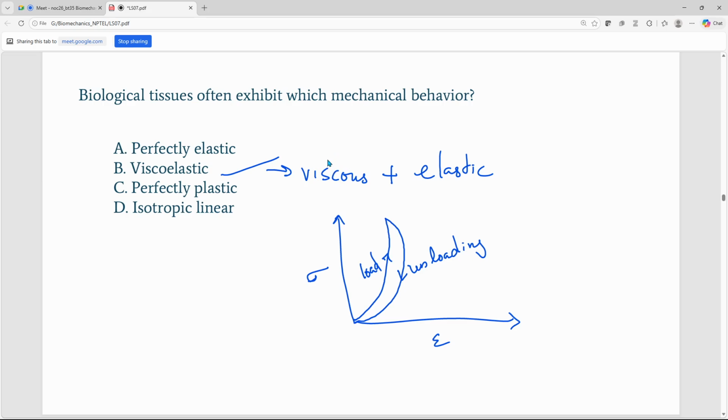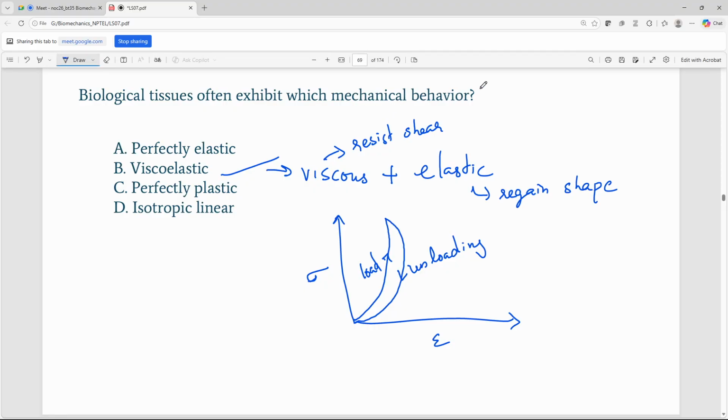So, that is viscous, that is, it will resist shear and it will regain shape within the elastic region. So, biological tissues mostly exhibit these two properties combined. That way, it is accounted under a particular category known as viscoelastic. A lot of polymers seen in nature and also the artificial polymers come under the viscoelastic category.